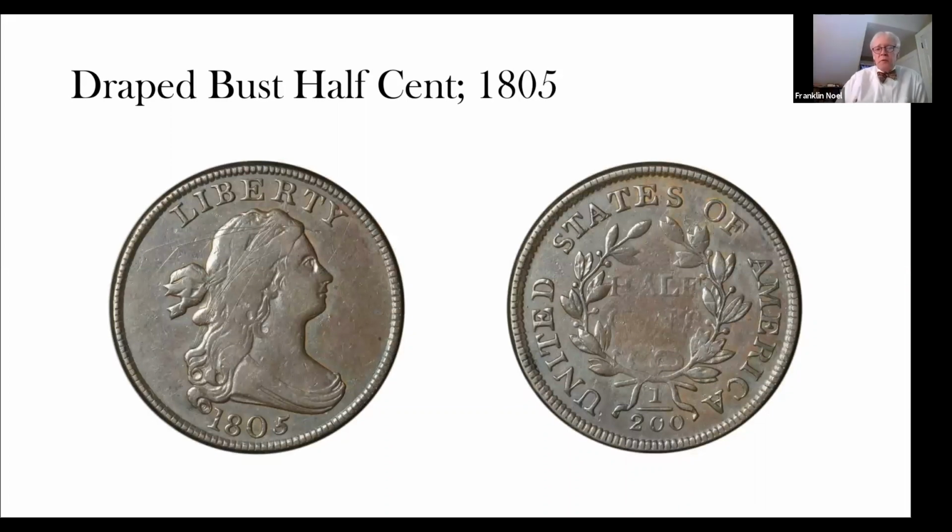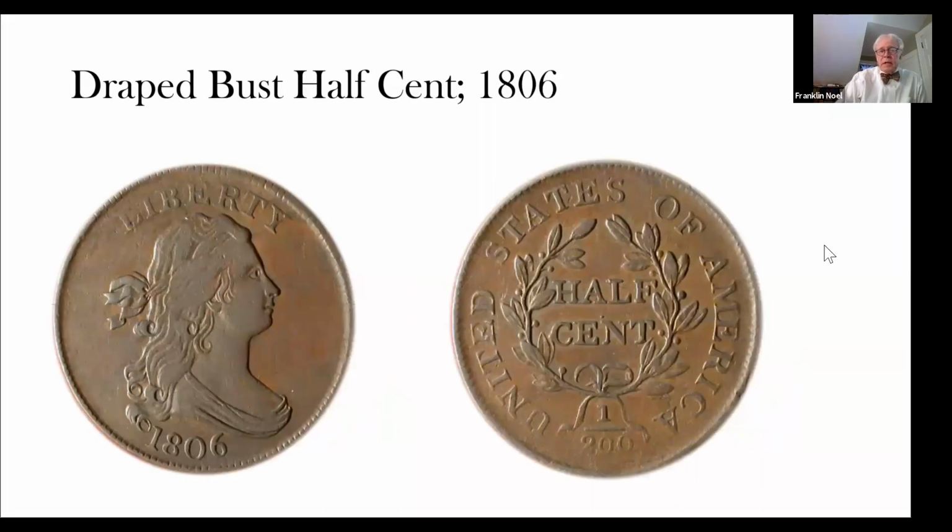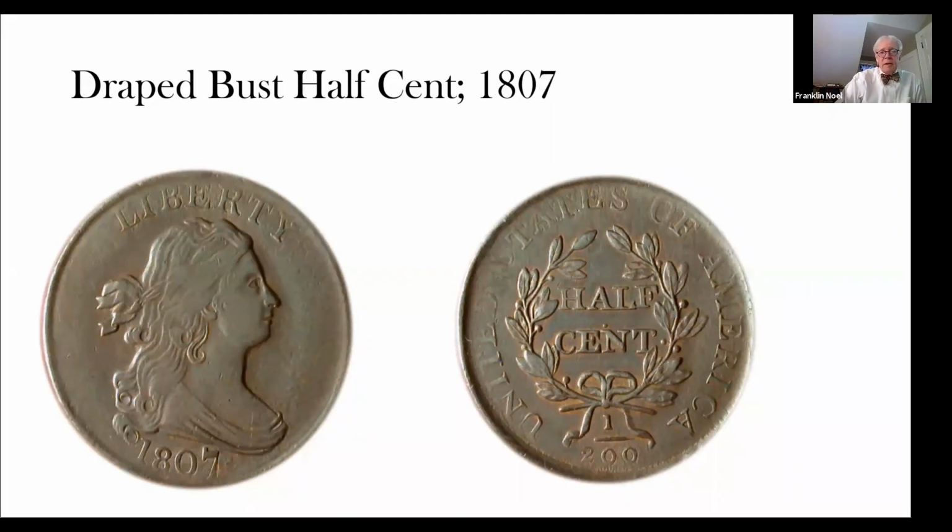There are 4 varieties of 1805, one of which is rare, one of which is scarce, and 2 that are common. This is the rare 1805 C2. Notice how small the 5 is in the date. Serendipitously, there are also 4 varieties of 1806, one of which is rare, one of which is scarce, and 2 of which are common. This is the very common C1 variety. There's only one variety for 1807, and it is very common.